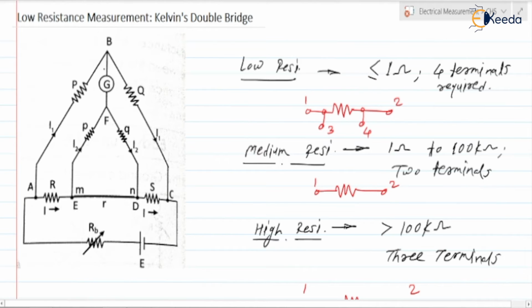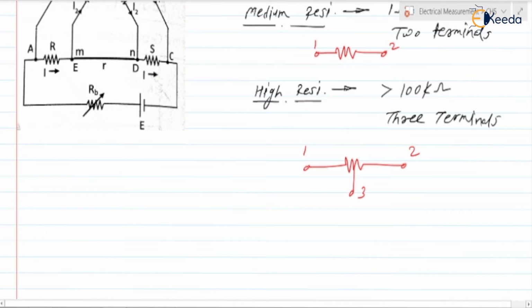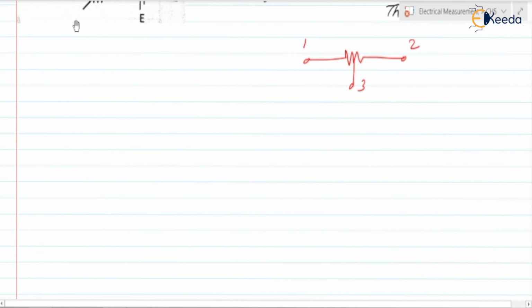At bridge balance, this current is equal to 0 ampere. Now we are going to derive the expression for the unknown resistance R. I am writing again here. Capital P, capital Q are the external arm resistances. Small p and small q are the internal arm resistances.